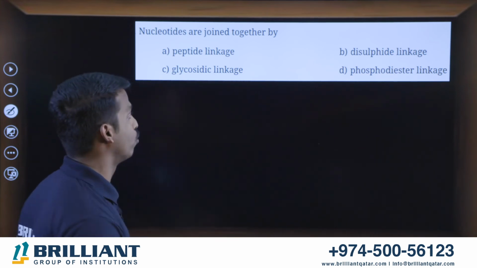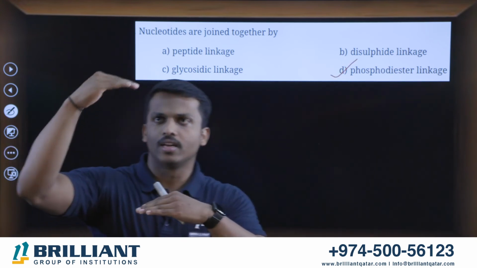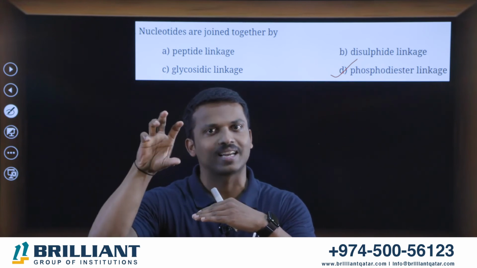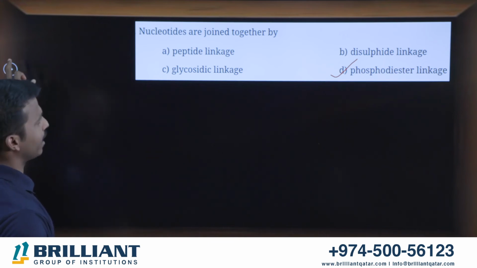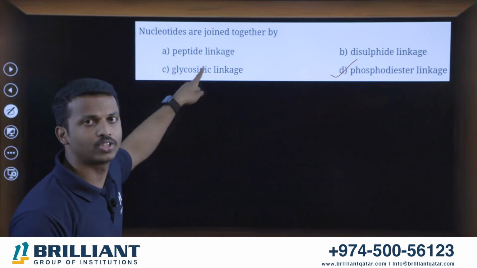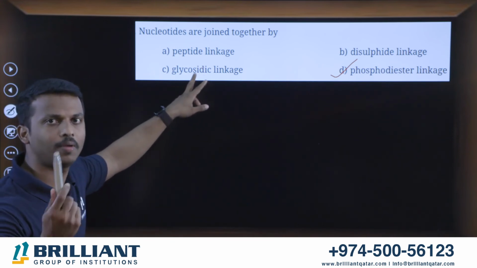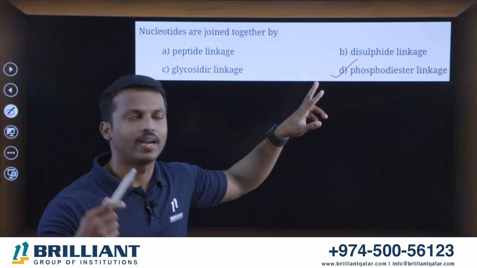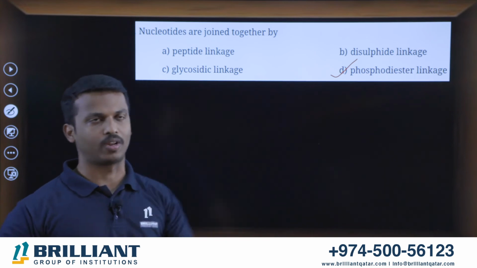Phosphodiester linkage. You know, two nucleotides, the fifth carbon and third carbon are interacting. That is an ester linkage, that is called phosphodiester linkage. Peptide linkage, it is in amino acids, right? Glycosidic linkage, it is in between which one? Two monosaccharides. What about disulfide? Disulfide linkage you can see in fibrous protein.